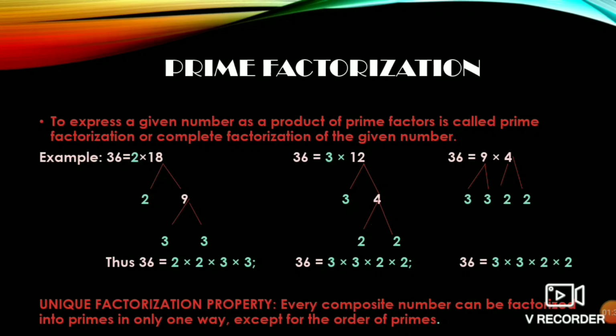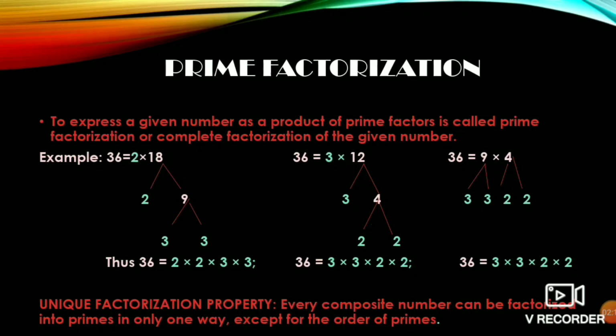In the second case, 36 is expressed as a multiple of 3 and 12. 12 is again expressed as a multiple of 3 and 4. 3 is a prime number, but 4 is not a prime number. So 4 is expressed as a multiple of 2. Now 36 can be expressed as 3 multiplied by 3 multiplied by 2 multiplied by 2.